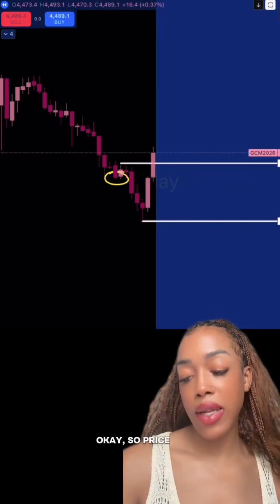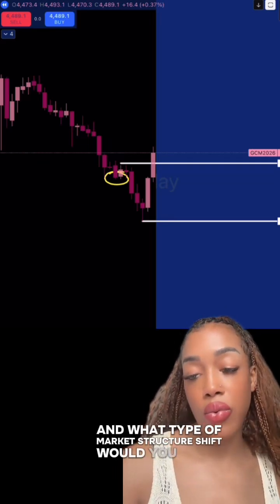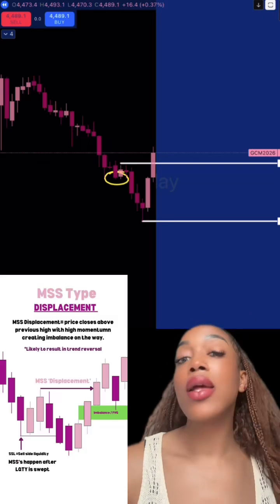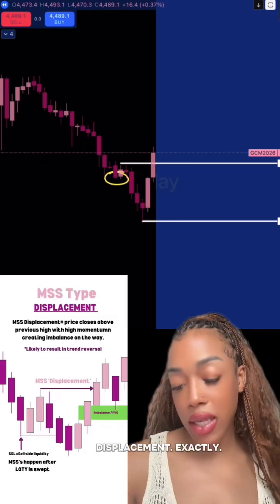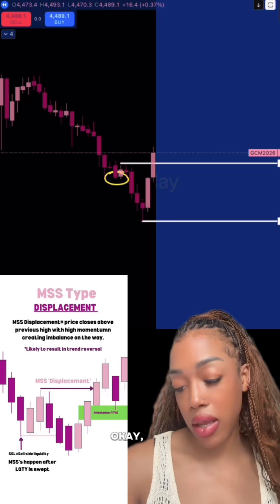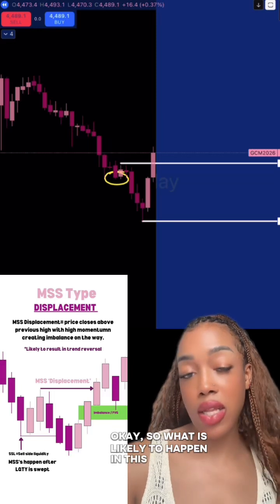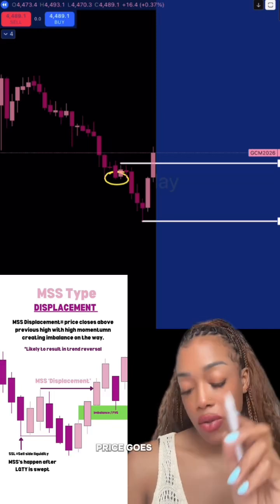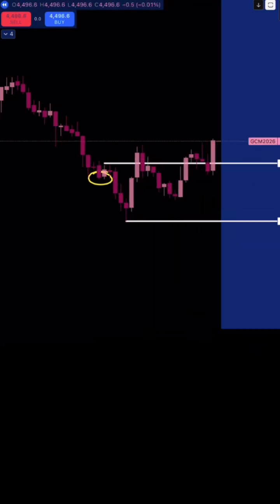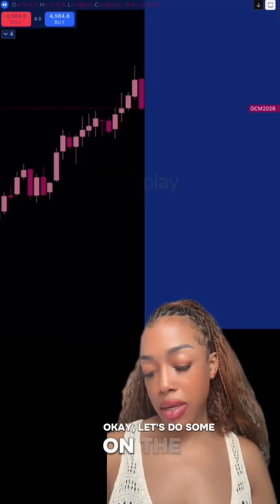Okay, so price breached the previous high, and what type of market structure shift would you label this as? Displacement, exactly. We see a lot of momentum and we see imbalance that was created. Okay, so what is likely to happen in this scenario? Price goes up. Let it play out and see what happens. Exactly.